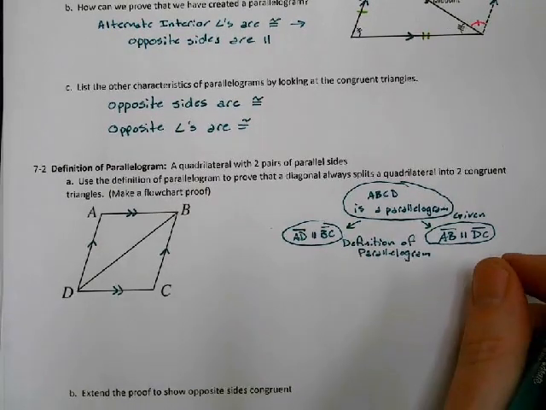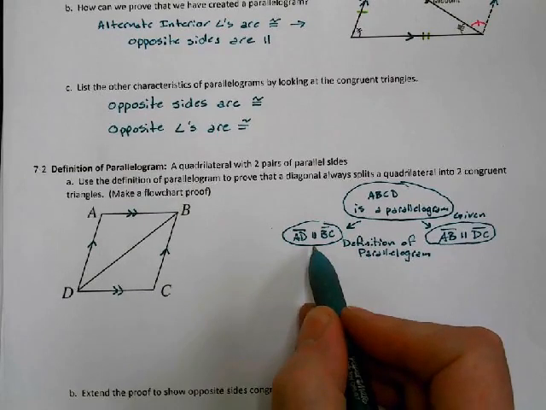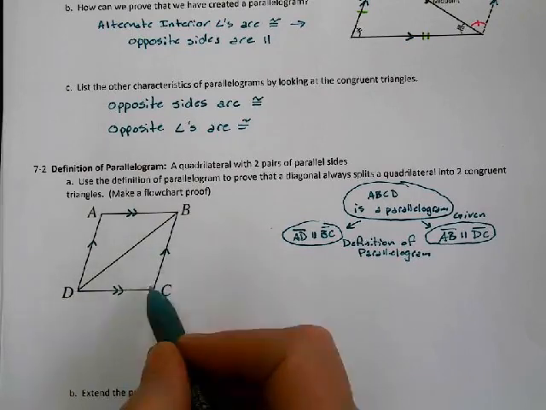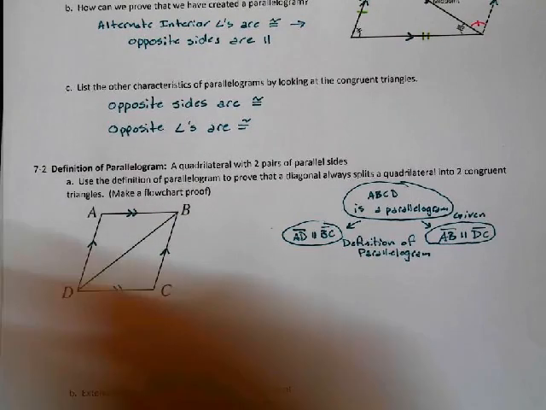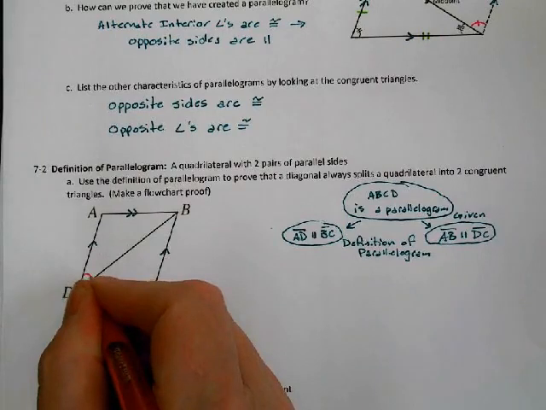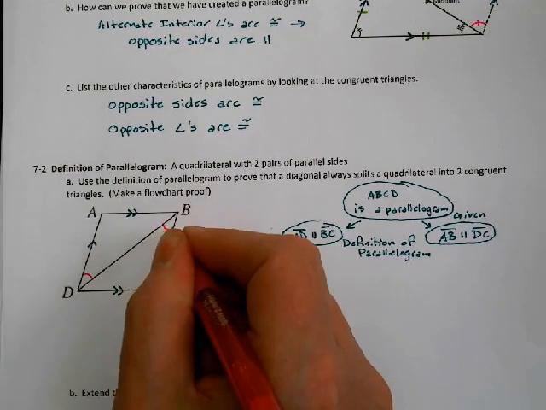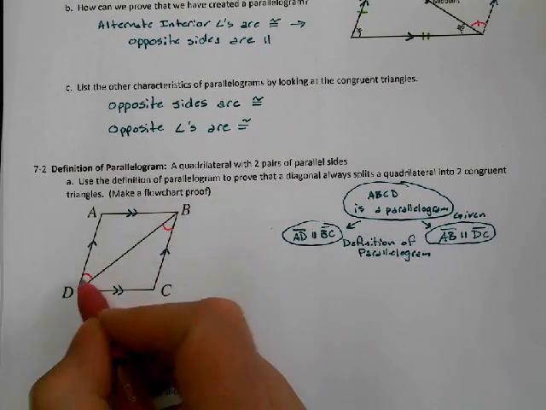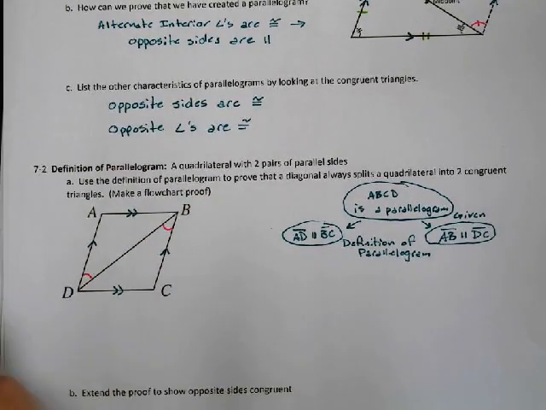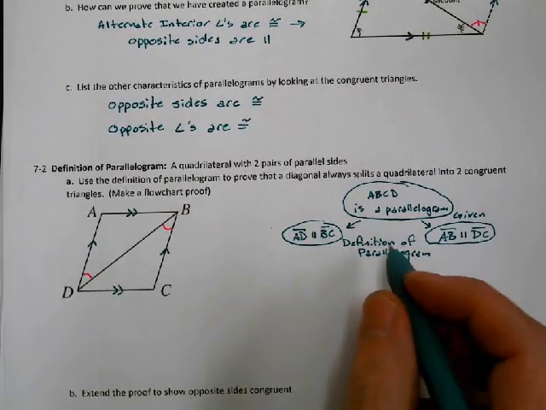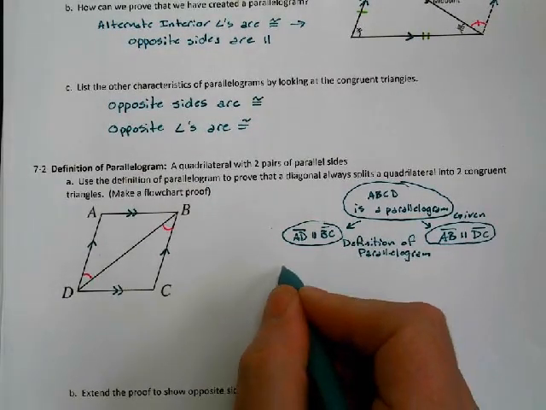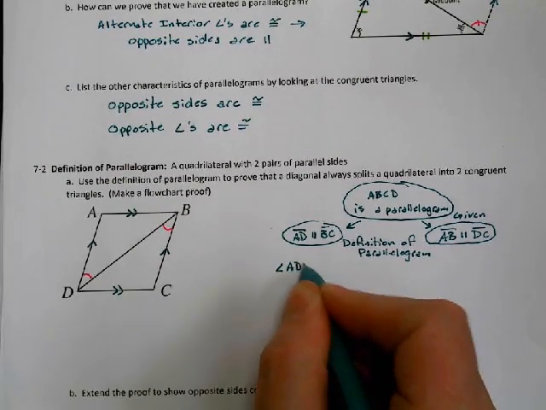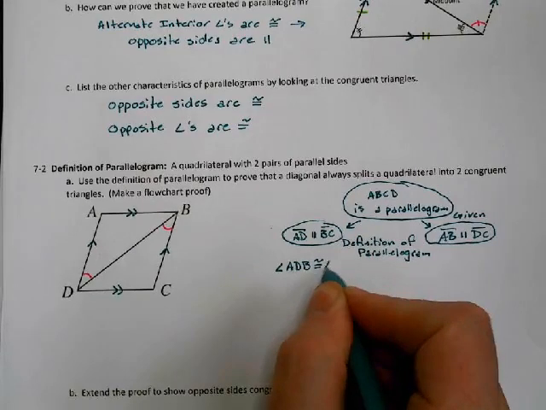All right, let's go to this side. If I know that AD is parallel to BC, then I can say that this angle and this angle are congruent because if they're parallel, then alternate interior angles are congruent. So when we have parallel lines, alternate interior angles are congruent. So now we can say that the angle ADB is congruent to angle CBD.